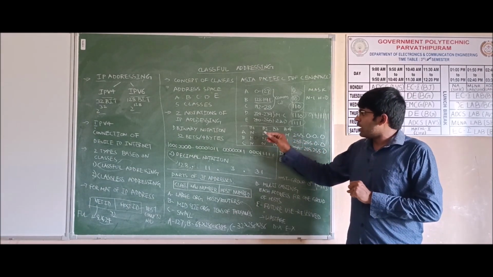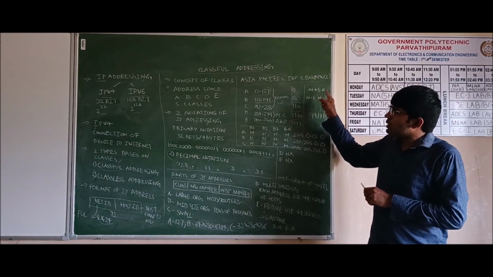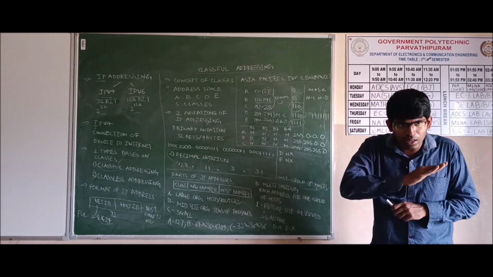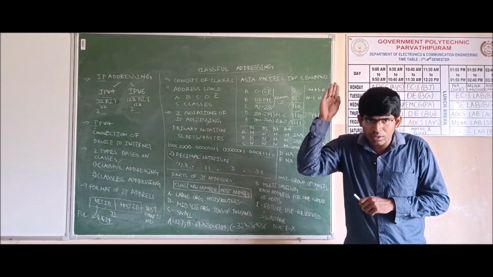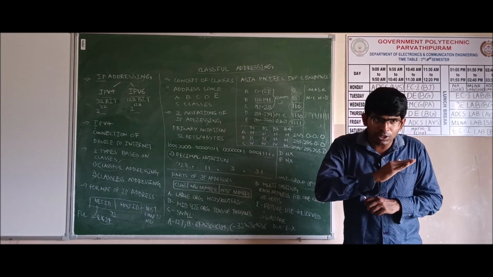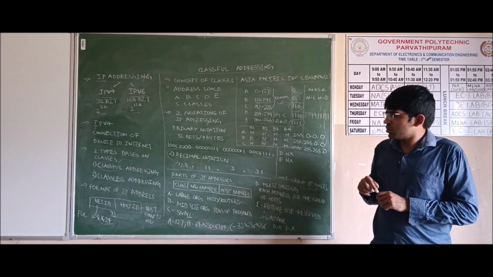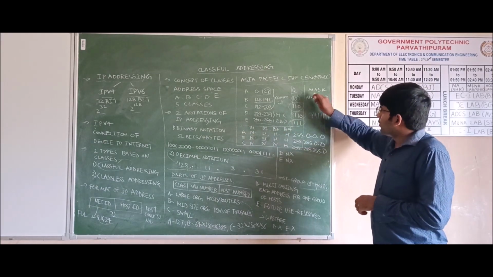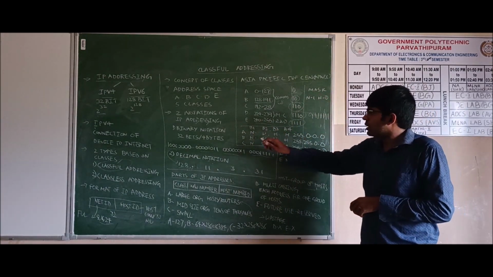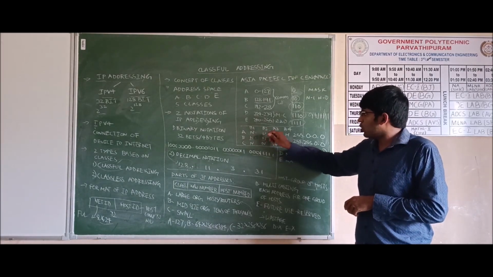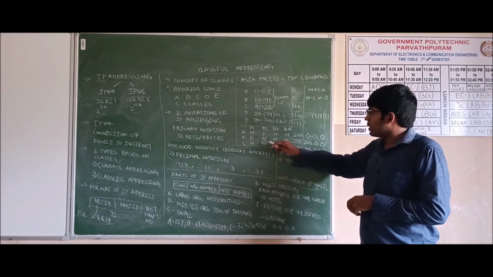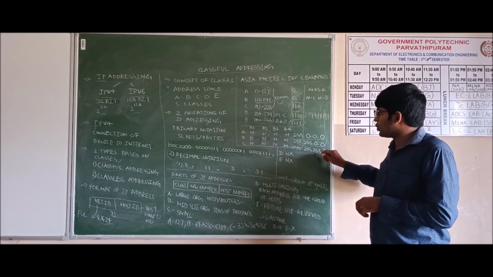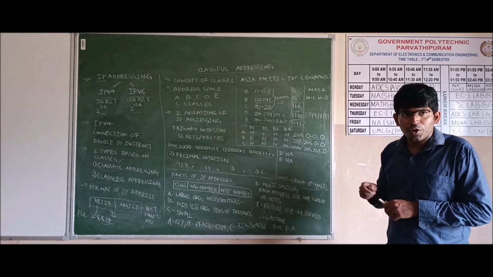Whenever we are using the mask, at that time we make all the network ID bits 1 and all the host ID bits 0. So for class A the mask is 255.0.0.0, for class B 255.255.0.0, and for class C 255.255.255.0.